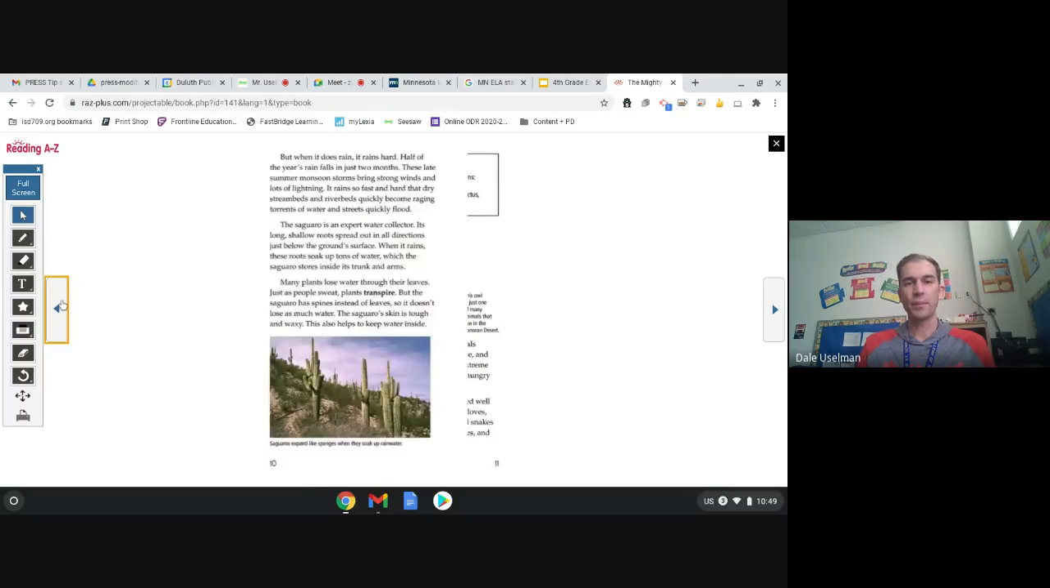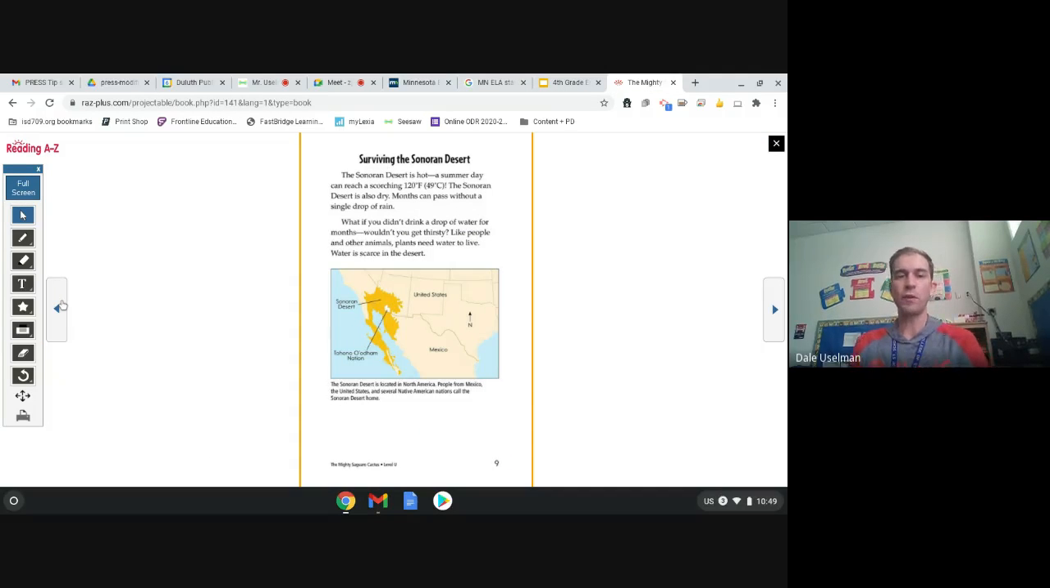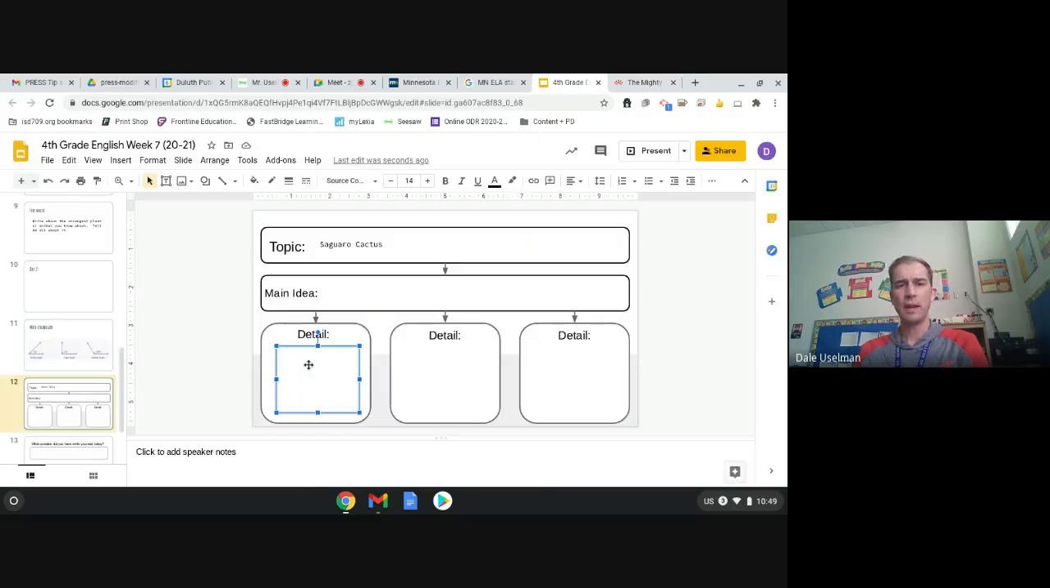So when I went back and I think about the chapter, I think about the first page. And on the first page, I think about what was this page telling us? Yeah, so if you're like me, you're thinking about how this page was really telling us about how hot and inhospitable the Sonoran Desert is. So I'm going to write that detail down here. The Sonoran Desert is inhospitable.